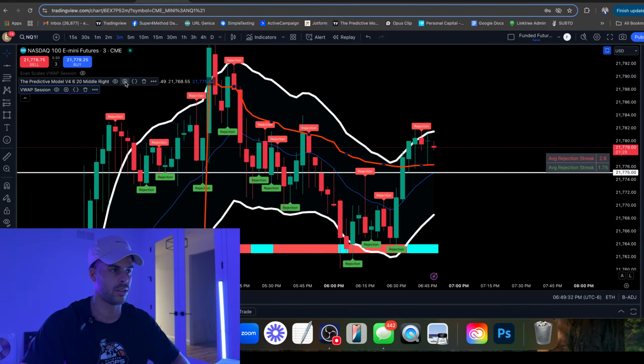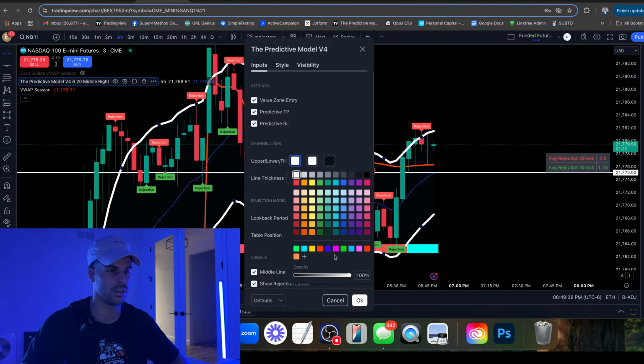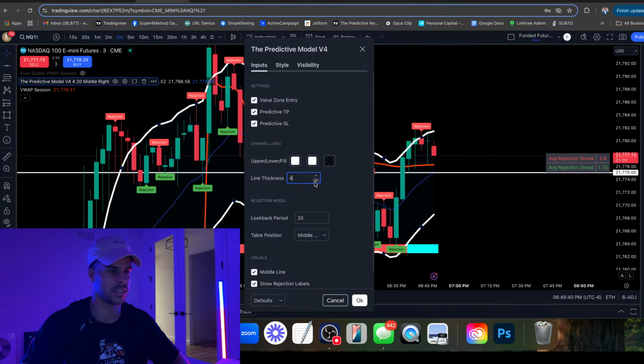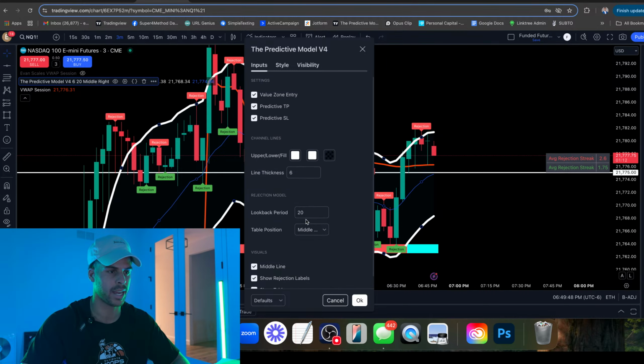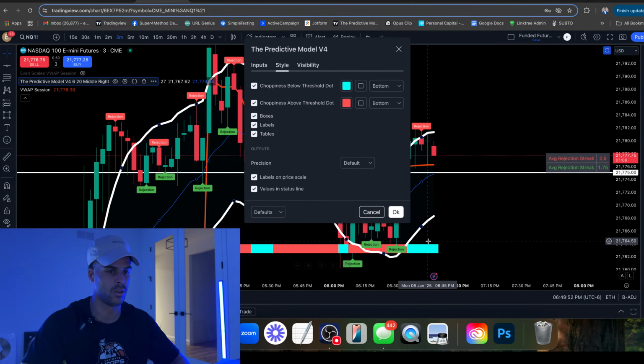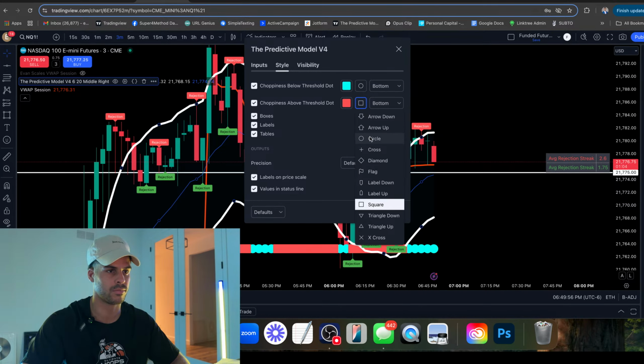White lines on there? Alan, just go to your inputs, upper, lower fill. Just select the color, and then make the line thickness whatever you want. You can make it 15 if you want to. Leave the look back at 20. I put this at the middle right. And then over here for the lower trend meter, I changed it from circles to squares.